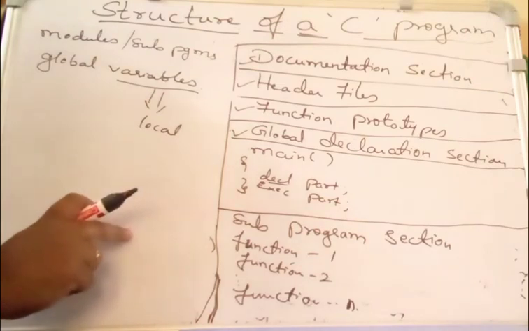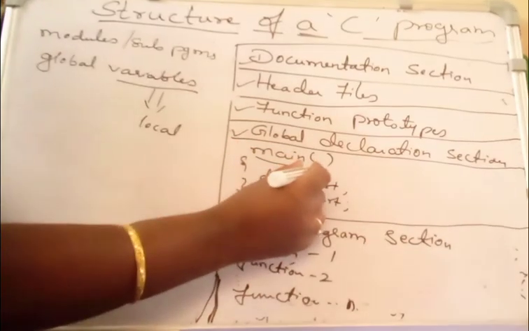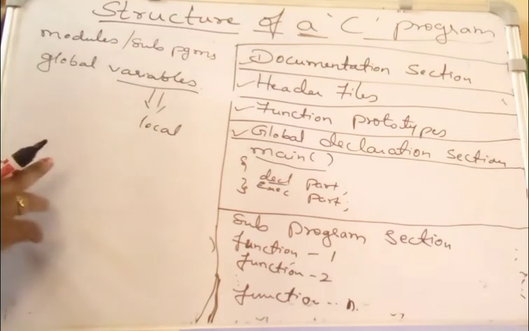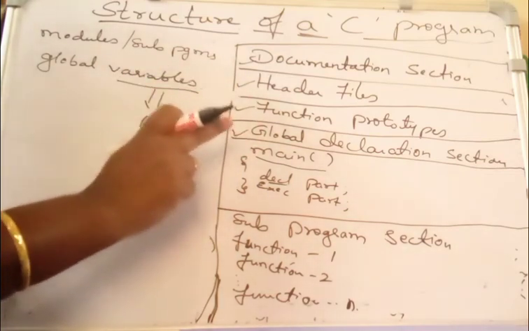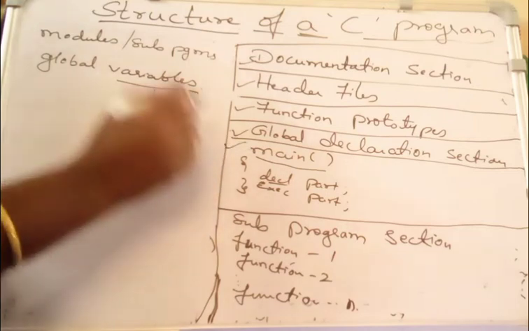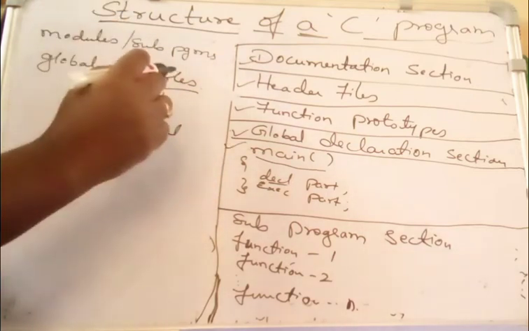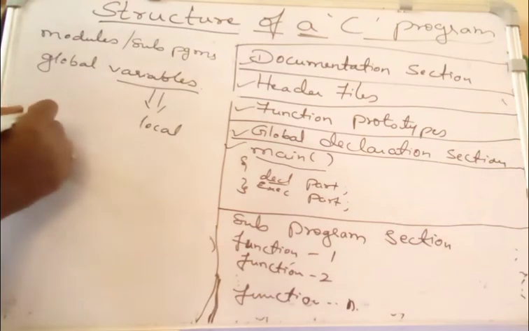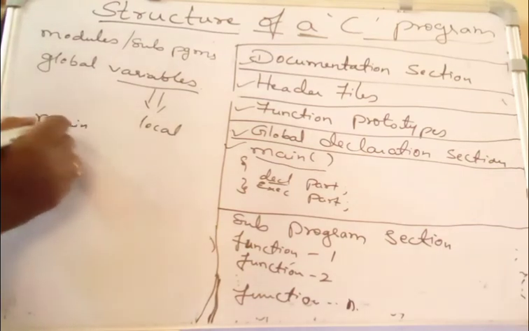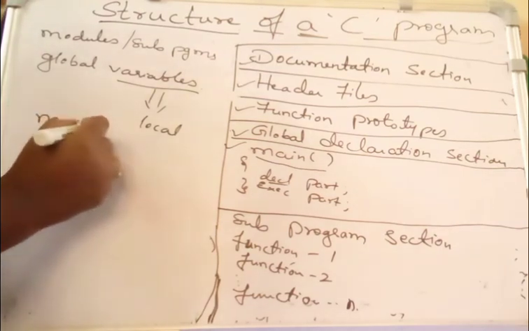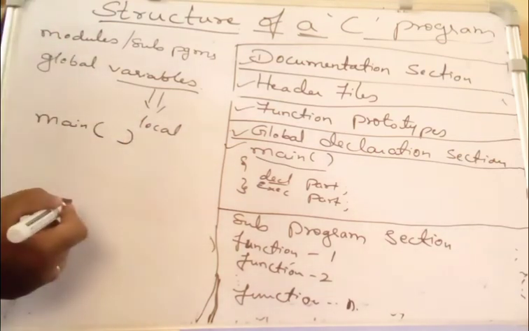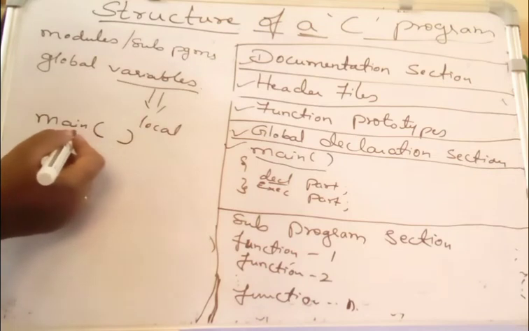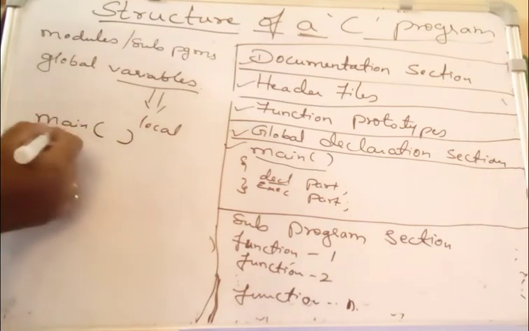And next we have something called main. See guys, this is very important in every program. The actual execution of the program begins from the main section. Whenever we are writing main, it's a keyword actually, so we should write an open parenthesis followed by a close parenthesis. It indicates the start of the program execution.